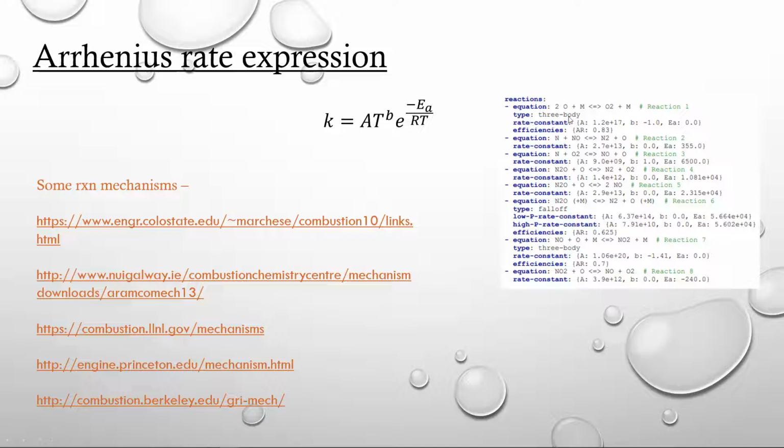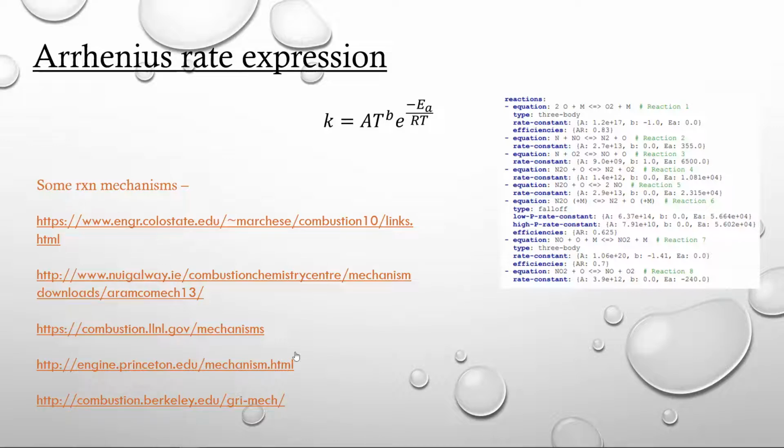This is because in a three-body reaction, a separate colliding species is needed. So in the three-body reaction, you can see there is this M, that's a colliding species. That's an extra species that comes in and stabilizes a sort of intermediate that is formed. And hence there is also a collision efficiency related to this reaction, and that is what you have here when it says efficiencies. Similarly, for a fall-off reaction, the order of the reaction depends on the pressure. And that is why you see a low pressure rate constant and a high pressure rate constant here.